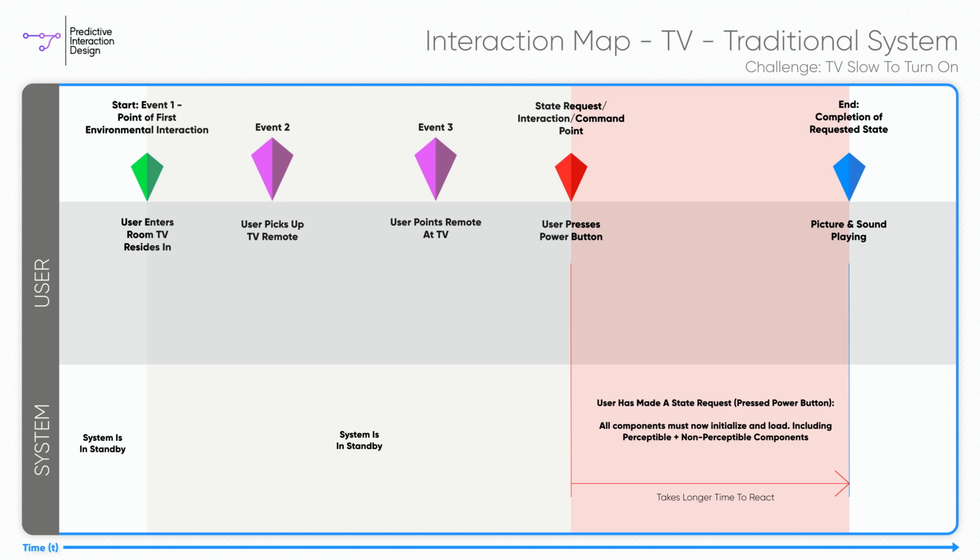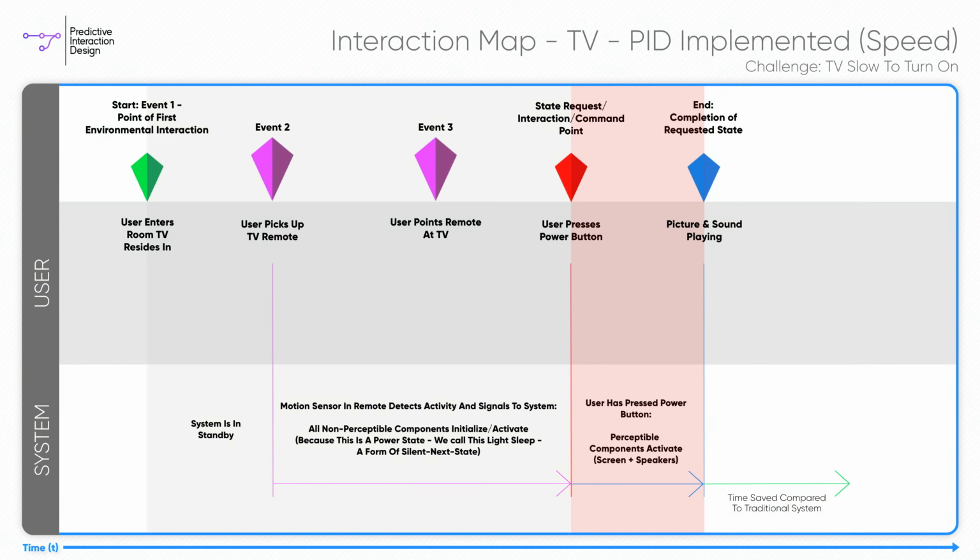Now, let's look at this interaction map with predictive interaction design implemented. So now what you can see here is that, again, when the user enters the room the TV resides in, nothing happens. The system is still in standby. Then after event 2 here, where the user picks up the TV remote, a motion sensor has been integrated into the TV remote that detects activity and signals to the system that it should enter silent next state. So then while the user is picking up this TV remote and then pointing it at the TV, all of the non-perceptible components are initializing and activating in the TV without the user's knowledge.